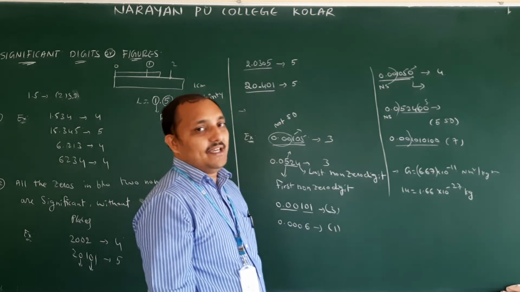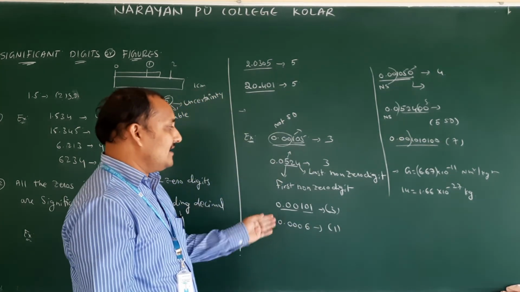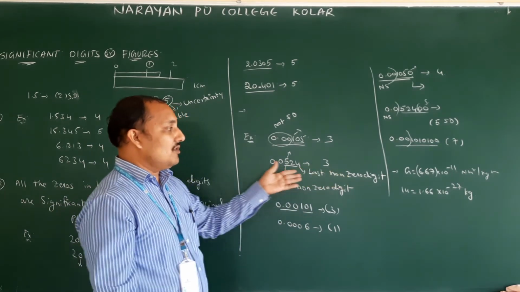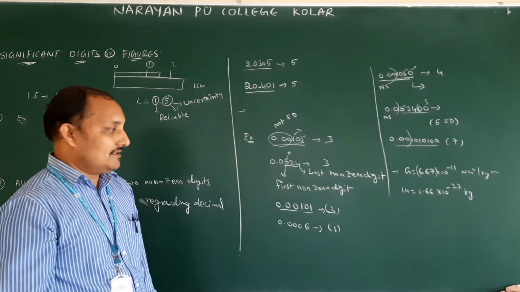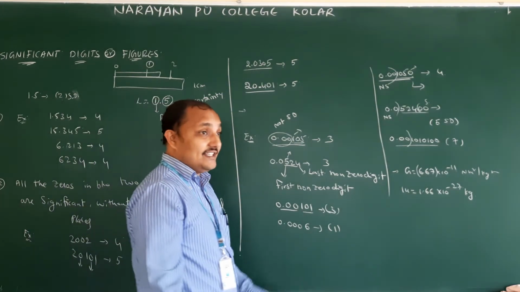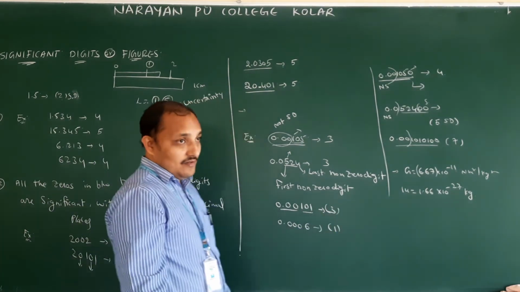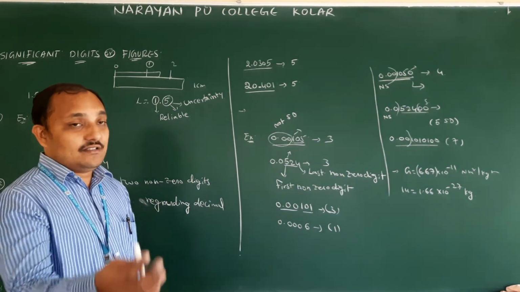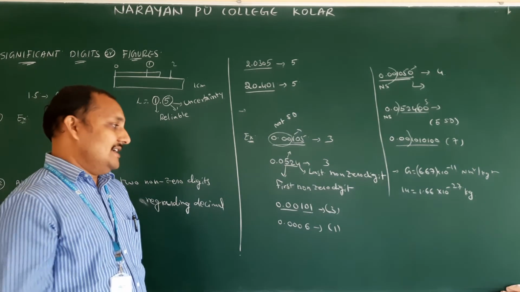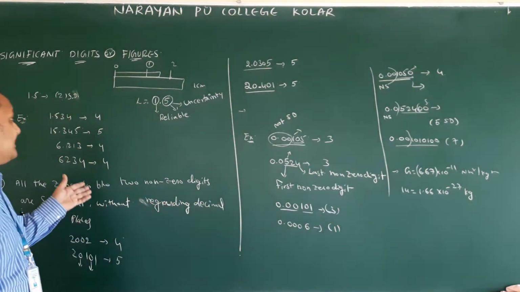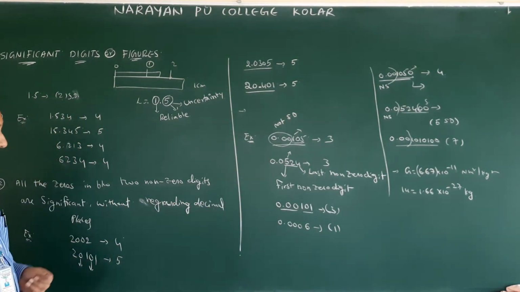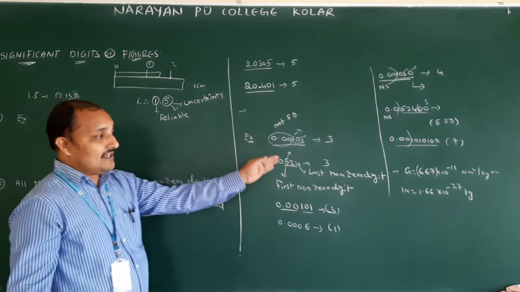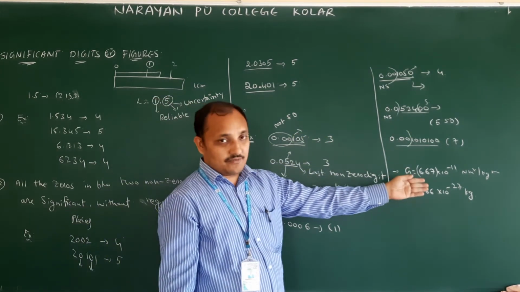So numbers will come like this. If any other numbers are there, we can check once. Almost all numbers you will get like this. But whenever you are writing significant digits with units, you should not change the number of significant digits. So we almost discussed with decimal place, without decimal place, 2002, 20101, less than 1, greater than 1, and powers of 10.